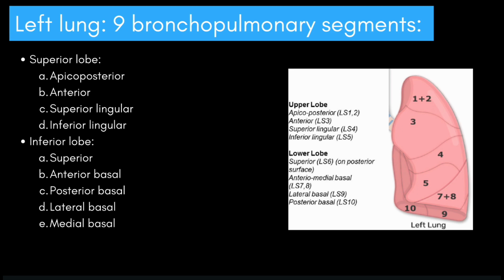This one is made up of the superior segment, the anterior basal segment, the posterior basal segment, the lateral basal segment, and the medial basal segment. So about 9 segments here, and you can see them all on the picture to the right for reference as well. That should help out a lot for your understanding. So let's go ahead and move on to some questions.